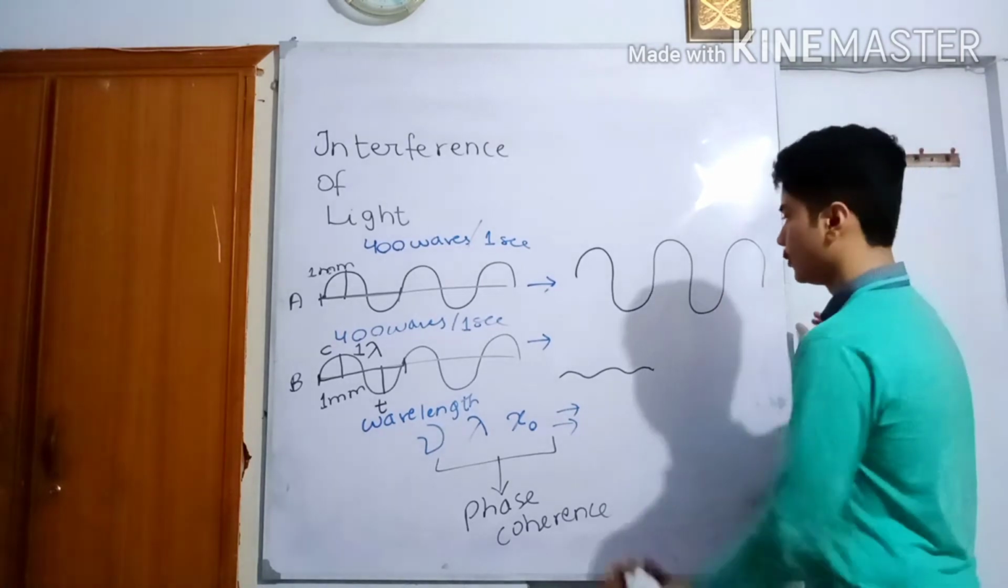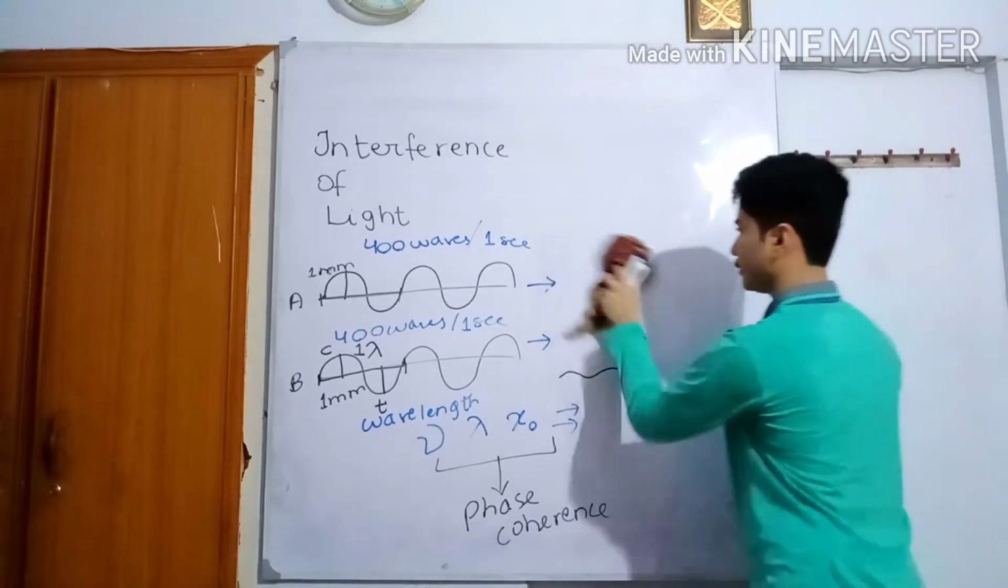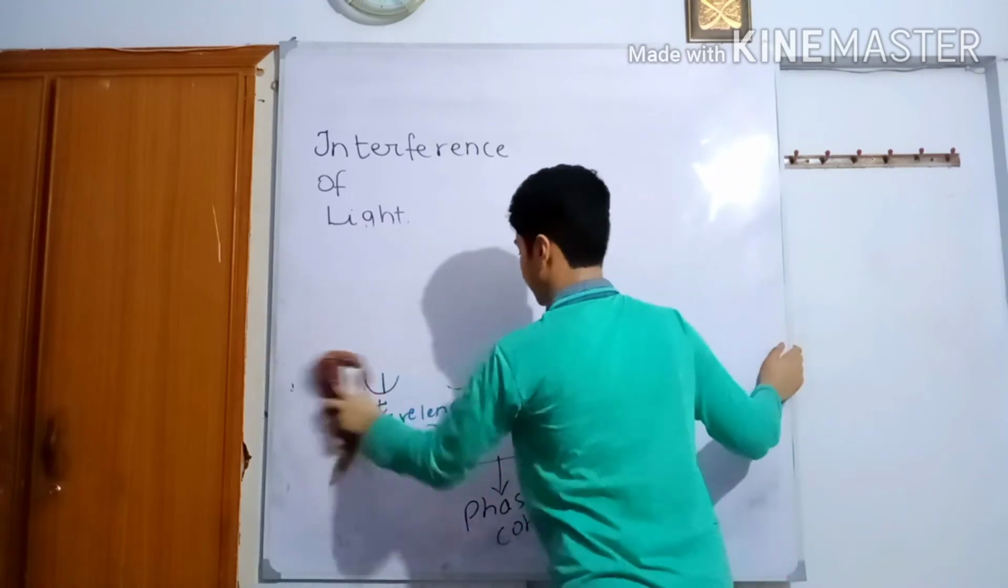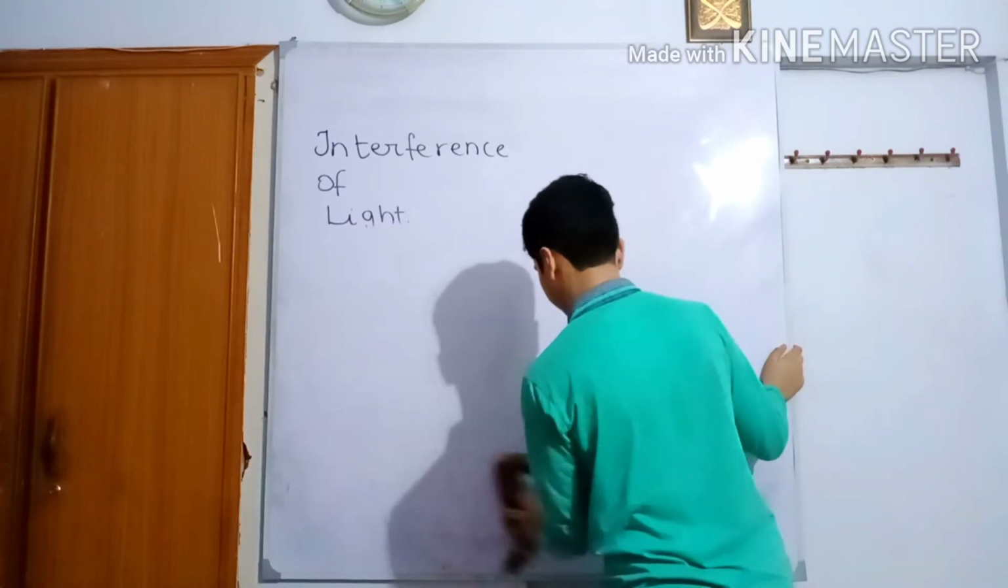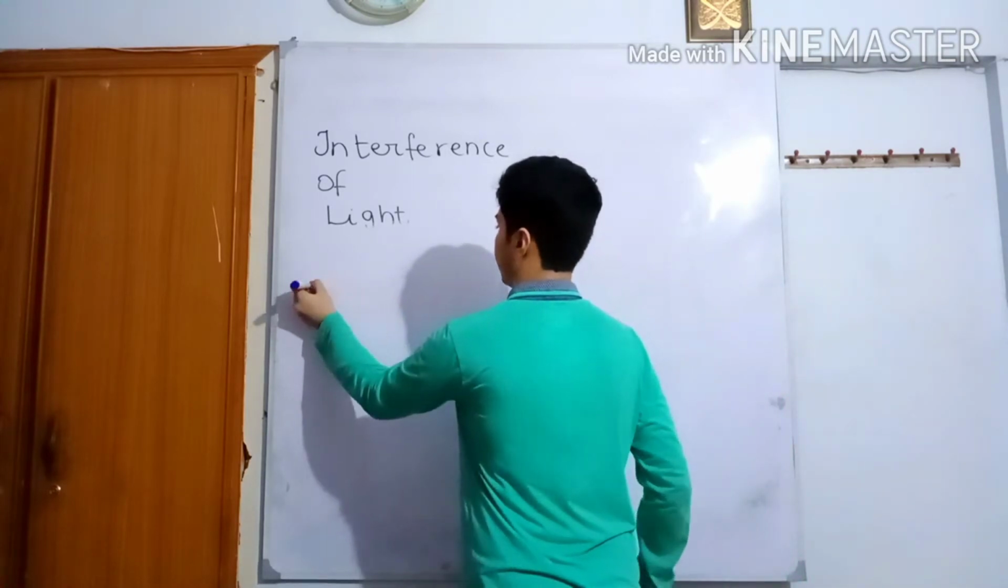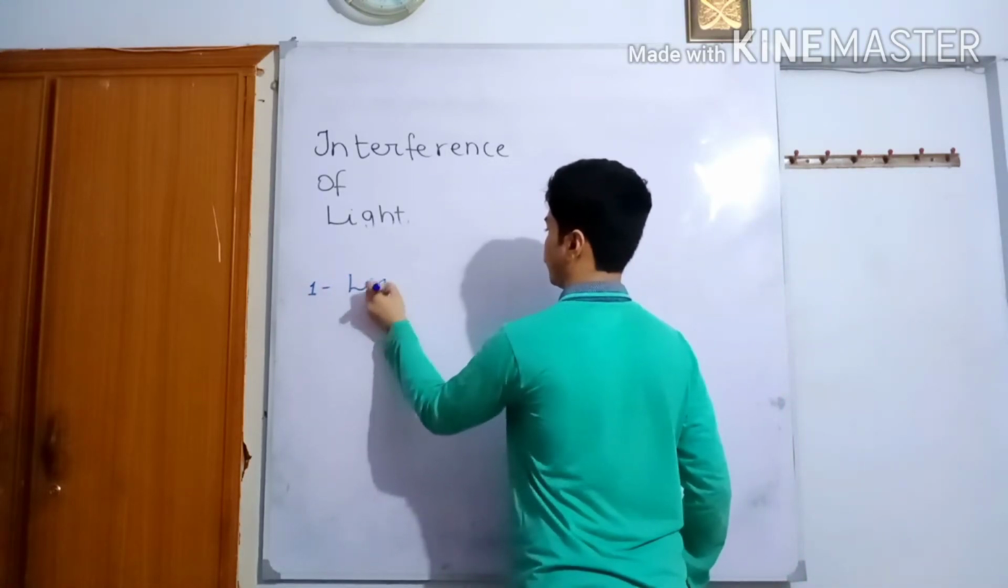Now we're going to go ahead to conditions for interference of light. I'm not going to write the heading conditions for interference, but it's written on the screen. Alright, conditions for interference. Number 1, light must be monochromatic.